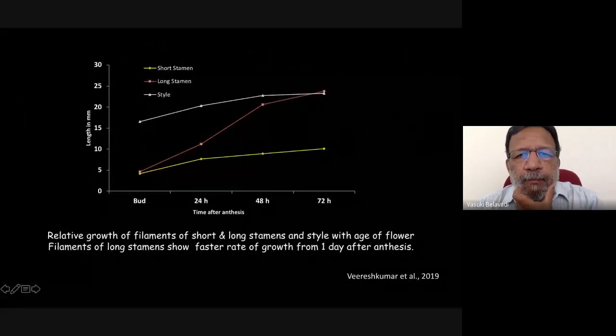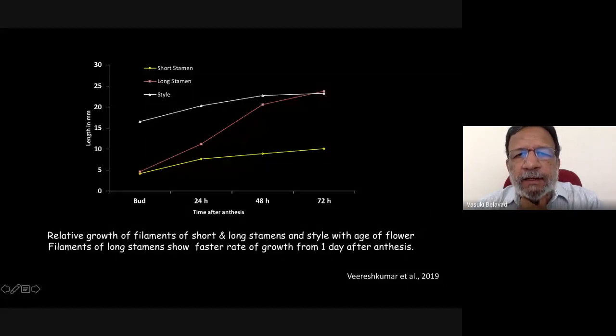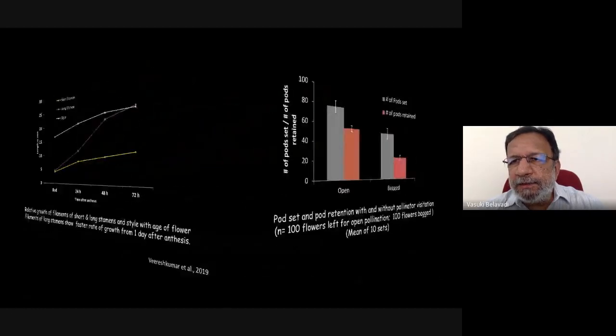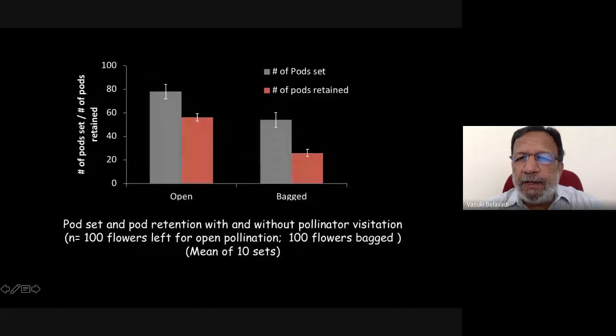And about 24 hours later, you see that the long stamen is increasing in its length, and by 48 hours it has increased further, and by 72 hours it has crossed the length of the style. Okay, so it continuously grows, whereas the short stamen stops growing. It does not grow further. So the long stamen increases in its length by the third day to the maximum, almost to the level of the style.